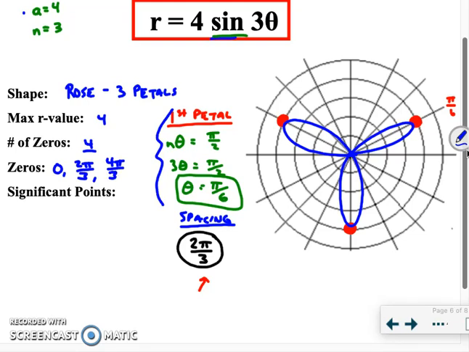And we claim to have 4 zeros, so I have to absolutely showcase that we have 4 zeros. So at 4 pi over 3, adding 2 pi over 3, we get 6 pi over 3, or 2 pi. And here are my zeros.